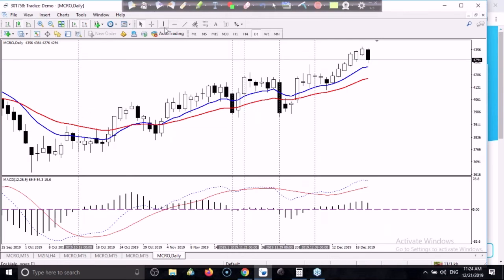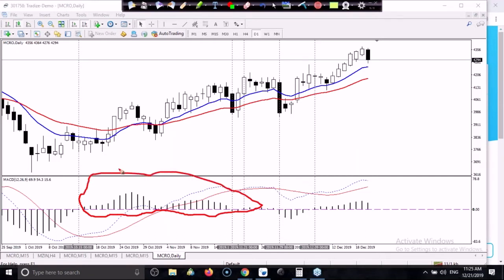When the MACD histogram is running above the zero line, it is confirming from this area that the trend is running in an uptrend. When the MACD histogram is forming below the zero line, it means the trend is running in a downtrend. Is it clear?